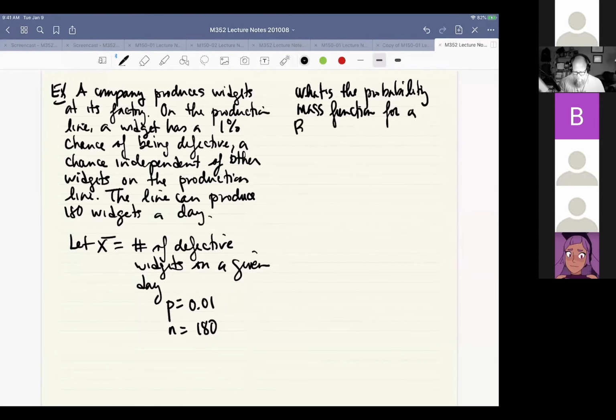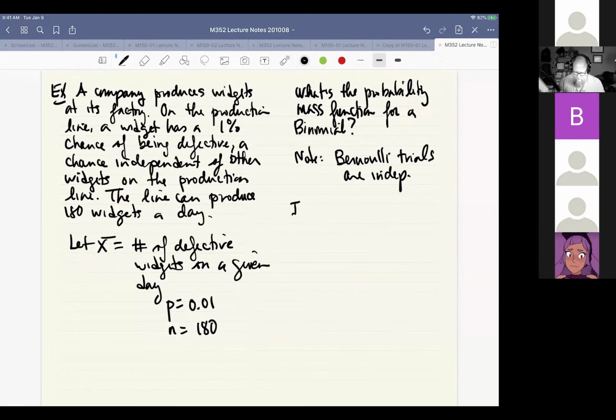For a binomial. And we can answer this pretty easily by using the principle of multiplication. Note that the Bernoulli trials are independent. So this allows us to use multiplication to compute probabilities.